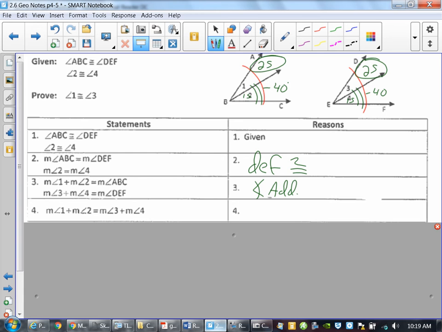What do you think that means? Substitution. When you have two things that are equal to other things, those are equal to each other. We've already said that ABC is DEF. We've already said these two are the same, which means these two have to be the same.